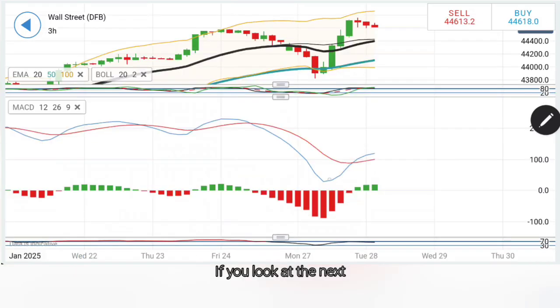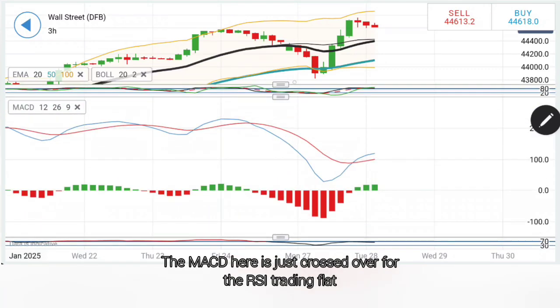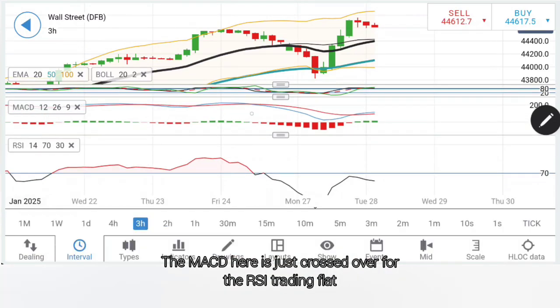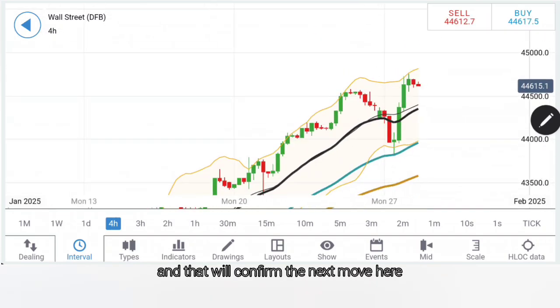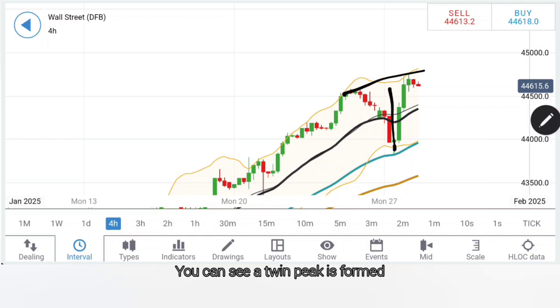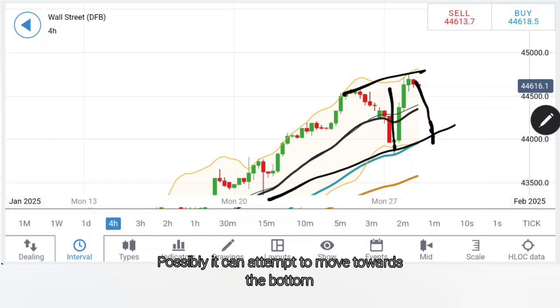If you look at the next, the stochastic here is overbought, the MACD here has just crossed over for the buy, RSI trading flat. On the 4 hour, the observation is similar, lower highs, higher lows. Wait for a breakout here, and that will confirm the next move here. You can see a twin peak is formed, possibly it can attempt to move towards the bottom.